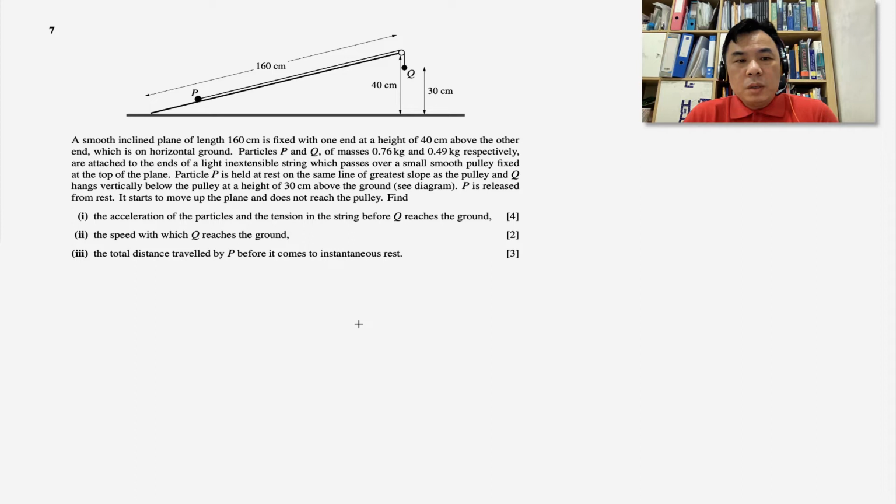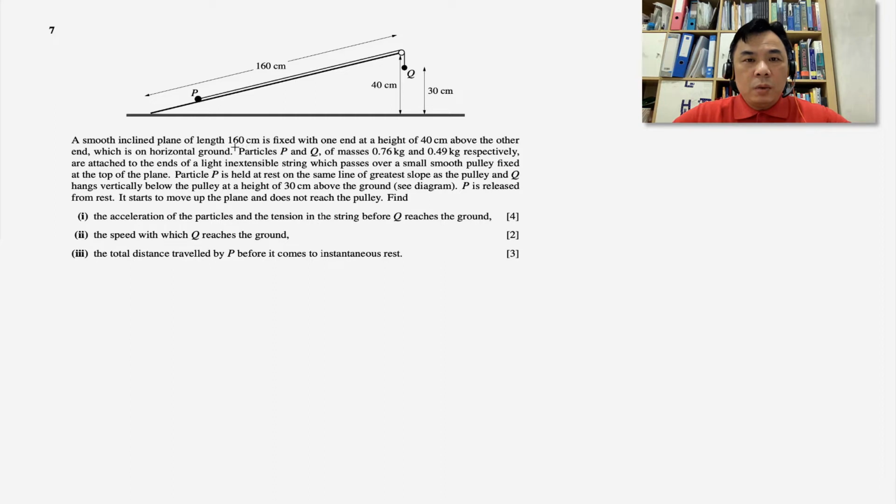Now, the first question is to find the acceleration of the particles and the tension in the string before Q reaches the ground. Let's take a look at all the information given to us first before we answer any mechanics questions. That will be the usual method to solve a mechanics problem. This is more like a classical mechanics problem. First of all, one of the most important things to do in a mechanics question is to label all the forces acting on all the objects in the system itself.